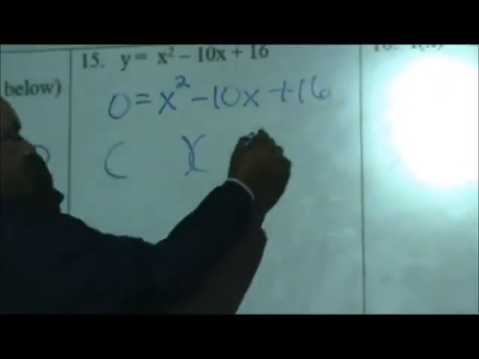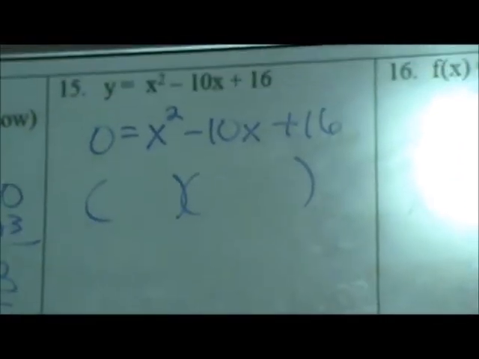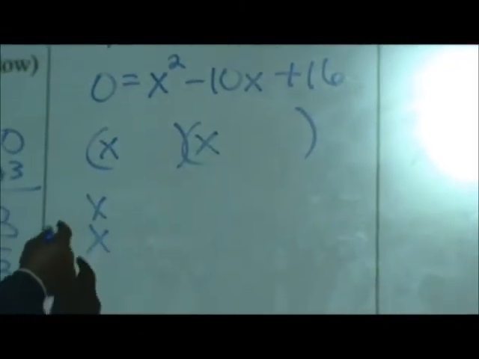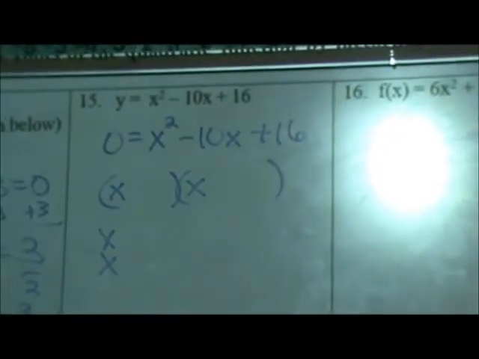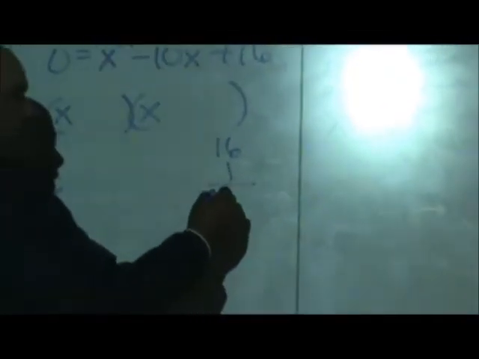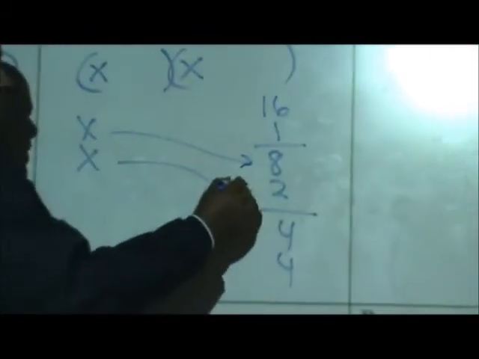Factor it first, right? Or I can use the quadratic formula. It doesn't matter. But this one, since it's just an x times an x, I want to probably do the fastest method, and that's factoring. What gives you 16 when you multiply? It gives you 10 when you add. 8 and 2. 8 and 2. So you know it's this one, and you know it's this one.